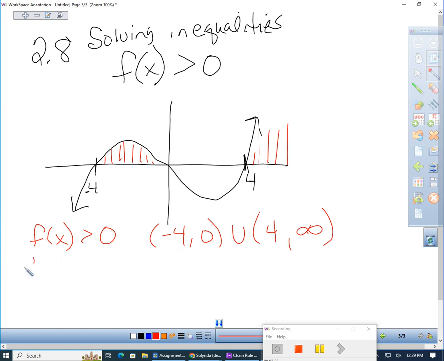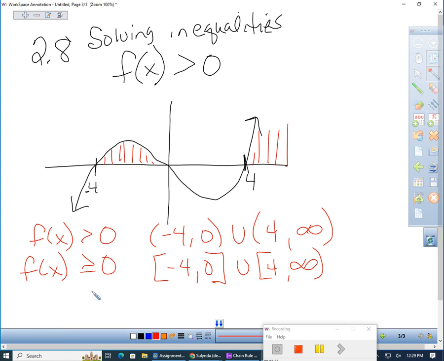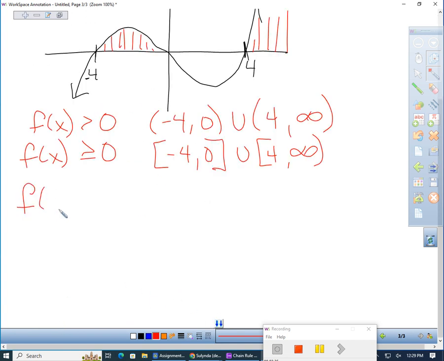How would it change if I said f of x was greater than or equal to 0? Yes, it would be brackets. So a bracket negative 4 to 0 with a bracket, and then a bracket 4 to infinity. What if I wanted to know f of x is less than 0? Yep.